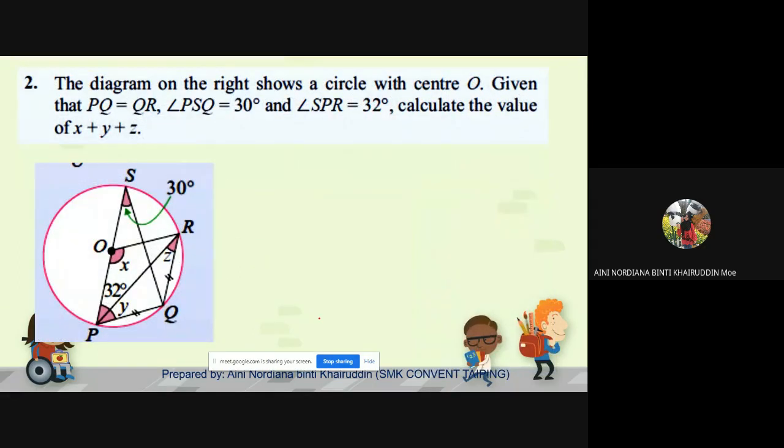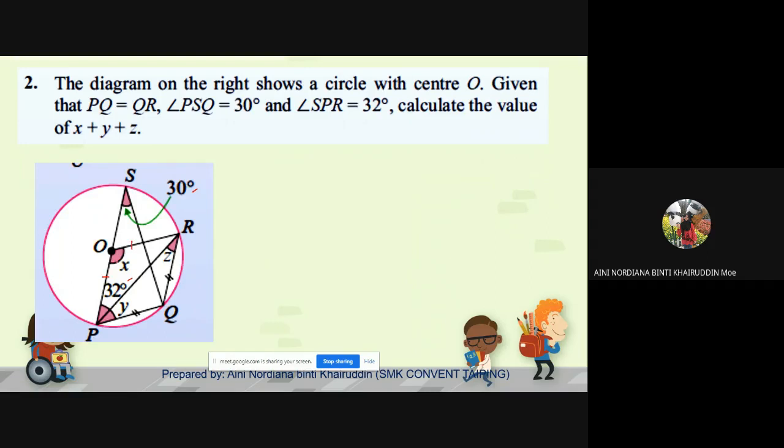Question number 2. The diagram on the right shows a circle with center O. Given PQ equals QR, angle PSQ equals 30, angle SPR equals 32. Calculate the value of x plus y plus z. So as you can see here, y equals z. Sorry, y is this angle, all of this angle. So first, you can calculate the value of x.